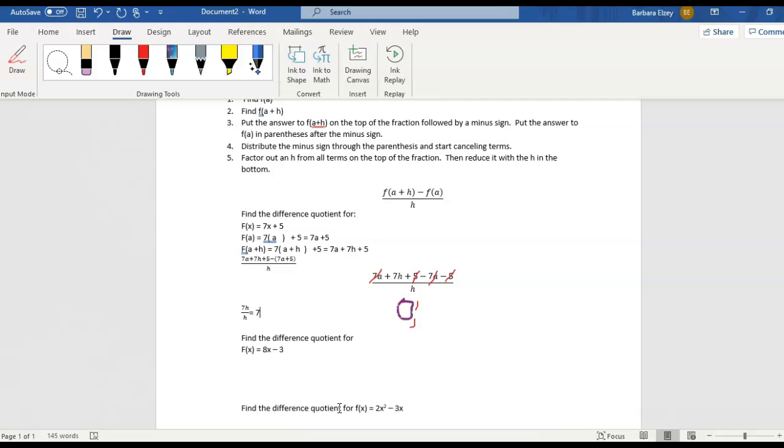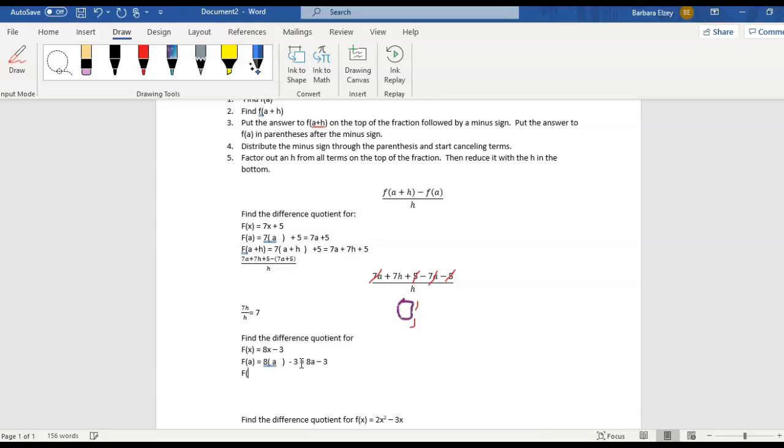All right, so let's now do a difference quotient for 8x minus 3. We're going to do our same steps again. So step 1, we find f of a. Let's just put a parenthesis in for x. We have 8 parenthesis minus 3, and plop that a into the parentheses. So really, this is the same thing as 8a minus 3.